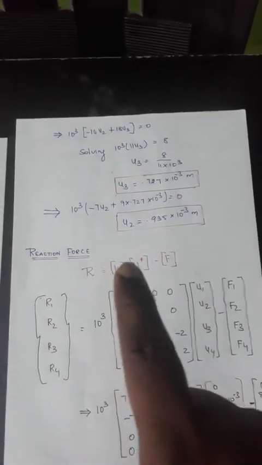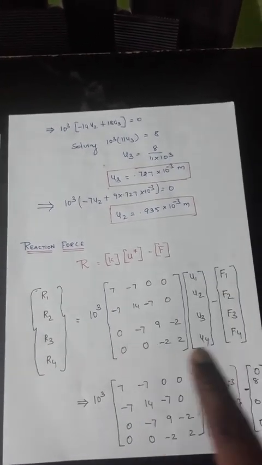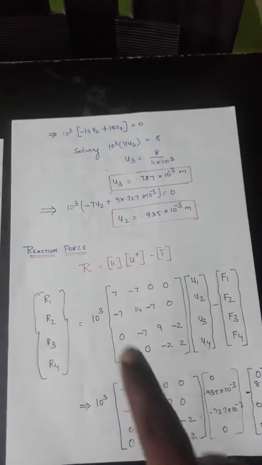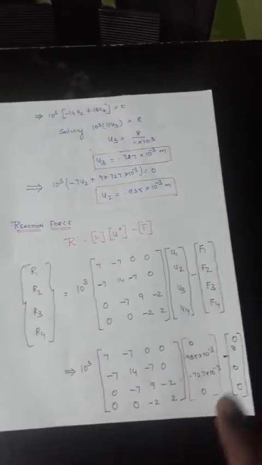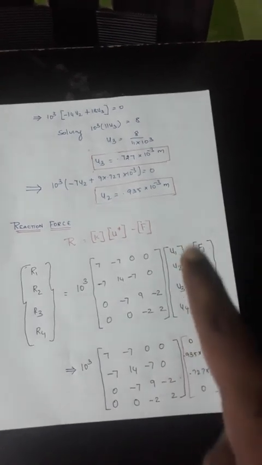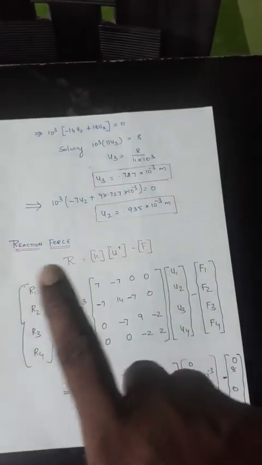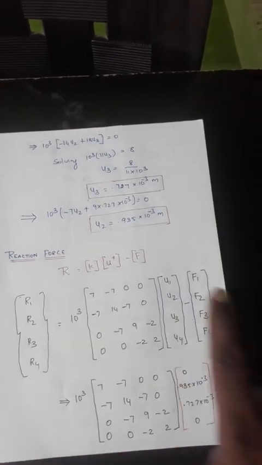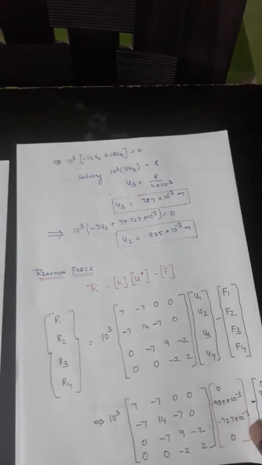Now again they have asked for the reaction force. R is equal to K U star minus F. So from here the reaction force is obtained. The stiffness matrix is this one, with U1, U2, U3 and F1, F2, F3, the body force. Now we have to apply all the values that you have found in the previous pages. So I have applied all the values and now I am finding R1, R2, R3.